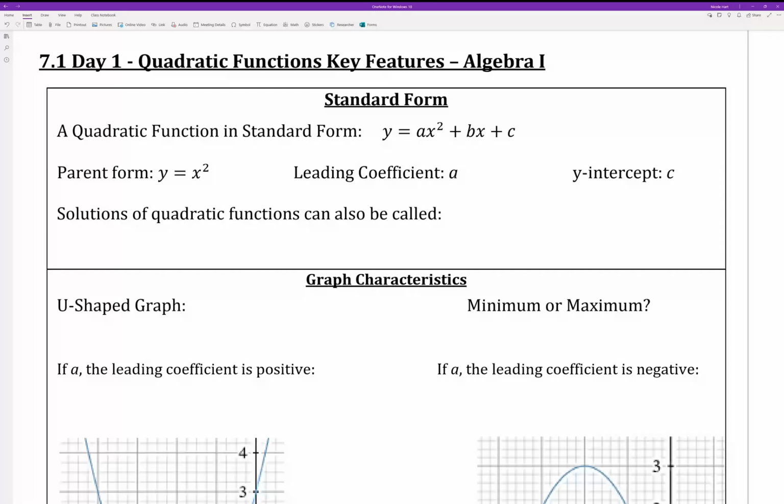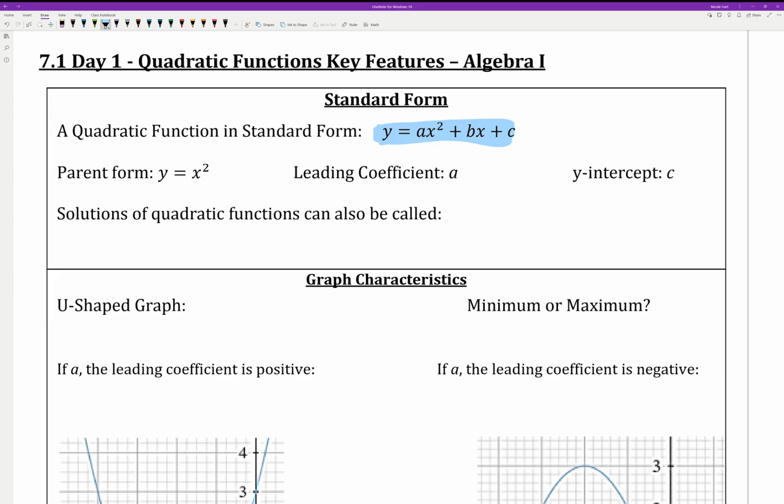All right, everybody. Today we are going to be talking about quadratic functions and their graphs and some key features of these quadratic functions and their graphs. So a quadratic function in standard form looks like y equals ax squared plus bx plus c. Now sometimes it doesn't have all of these parts, but for sure it will always have an x squared.